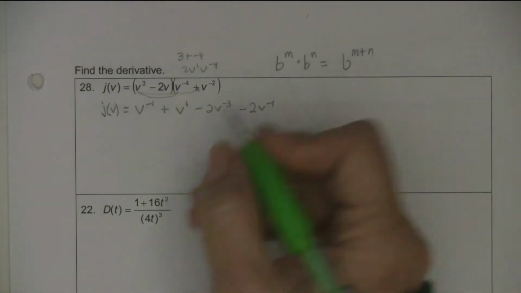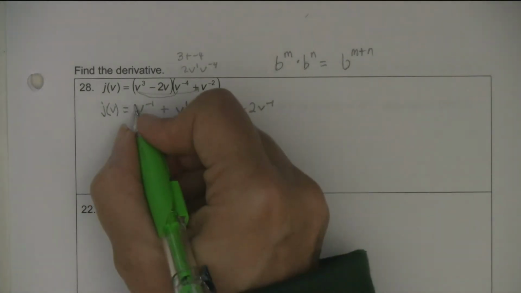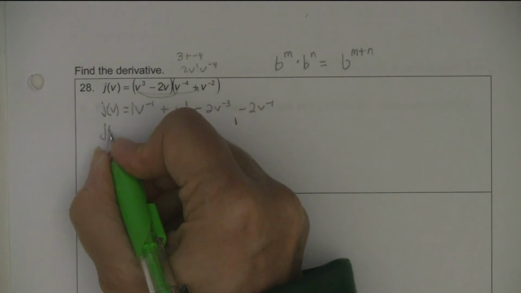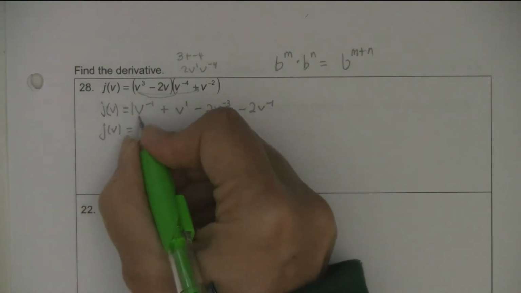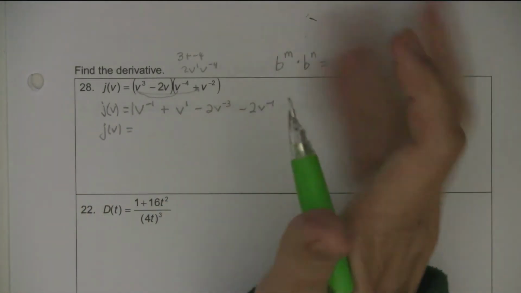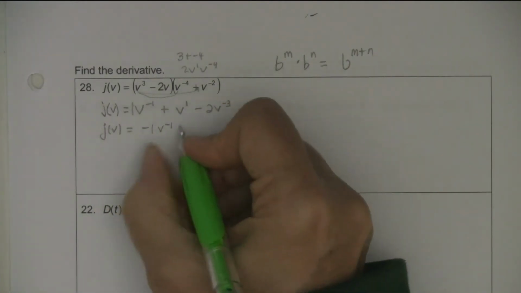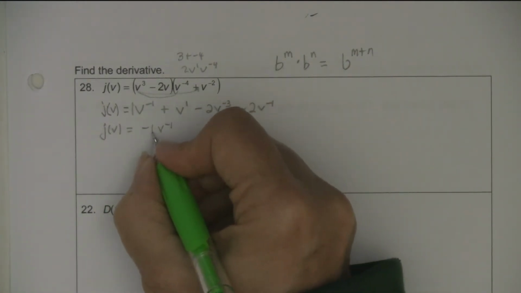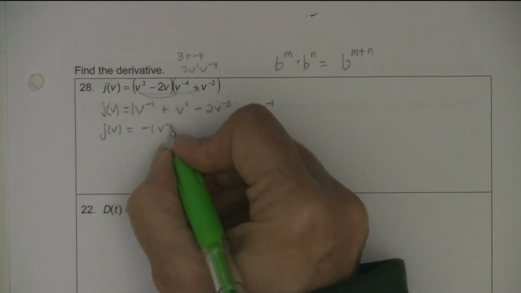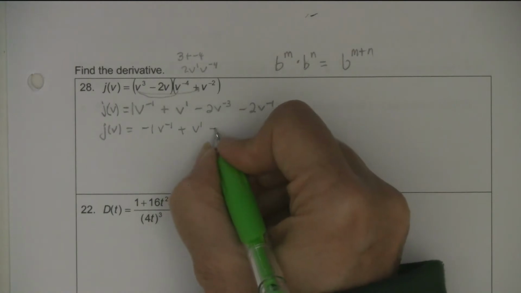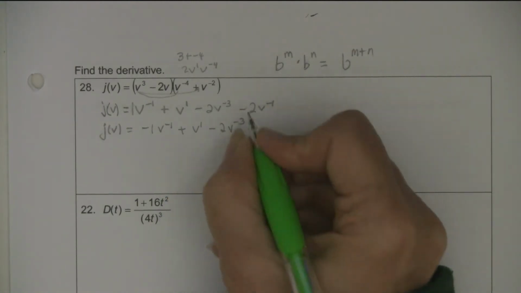And I notice, oh, I have some like terms here, so I can combine those like terms. So this is, if I like, and I think I will. So this is 1 minus 2 is negative 1. So this is negative 1 v to the negative 1. And of course I don't have to write this 1 right here, but I do need to write that 1. Plus v to the 1, I don't have to write that 1, minus 2v to the negative 3.